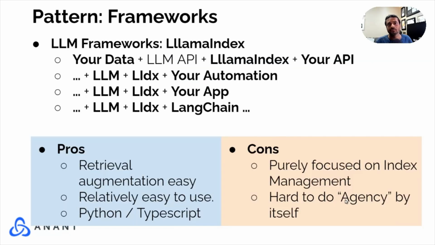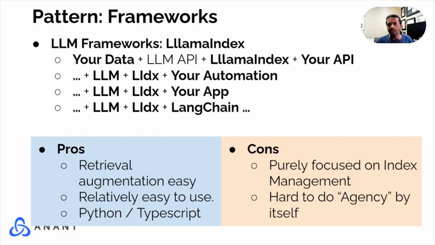Llama Index, same thing: your data, your API, the LLM API, and you can make it into an automation, your own app. You can add LangChain to it. Retrieval augmentation is relatively easy to use. If I remember correctly, there is a version of Llama Index now that's written in TypeScript. I don't know how robust it is, but it's also available in Python, which most people use.